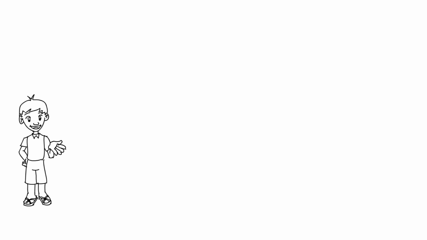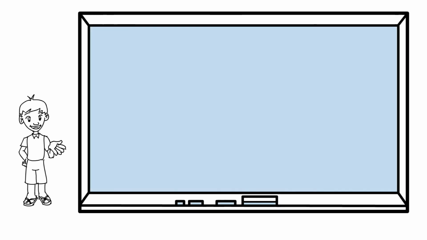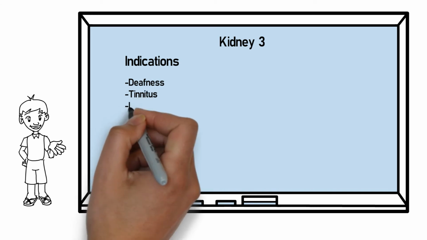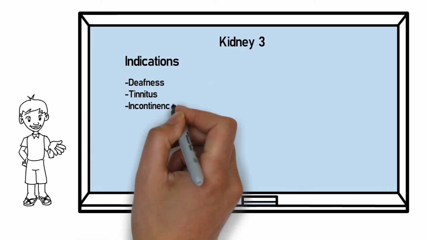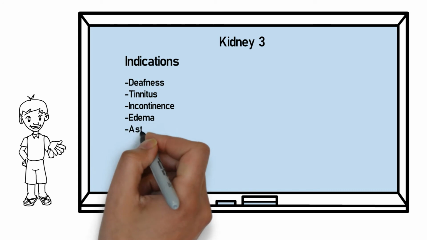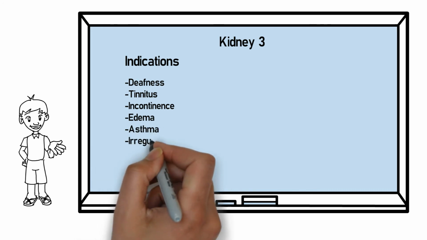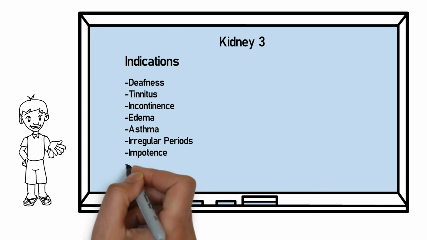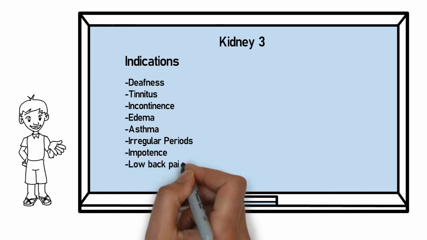After a brief discussion of Kidney 3, let's take a look at some indications. Kidney 3 is good to treat deafness, tinnitus, incontinence, edema, asthma, irregular periods, impotence, and low back pain.